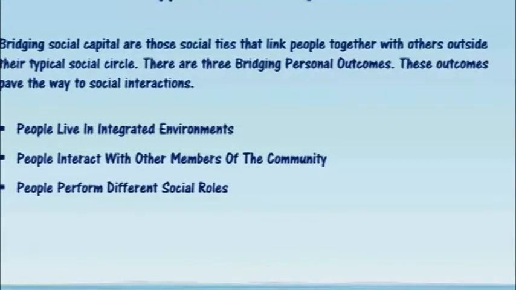Bridging social capital are social ties that link people together with others outside of their normal social circle. And there are 3 bridging personal outcomes. People live in integrated environments. People interact with other members of the community. People perform different social roles.